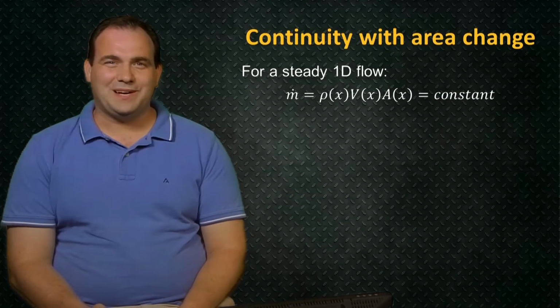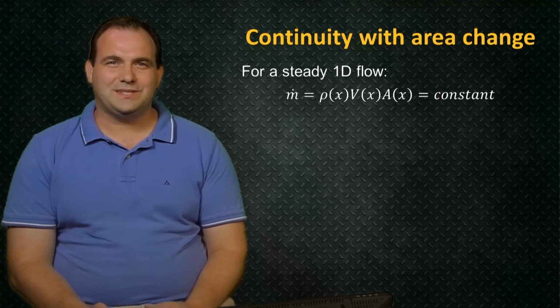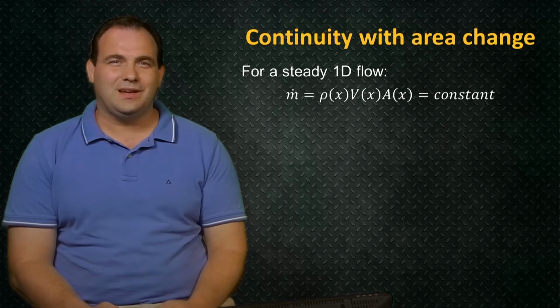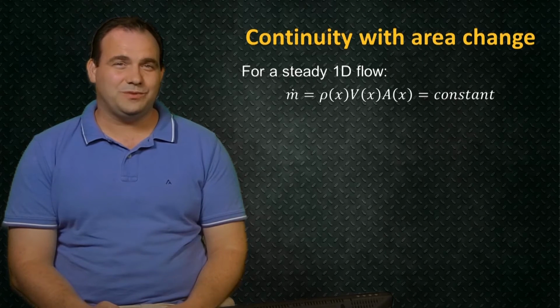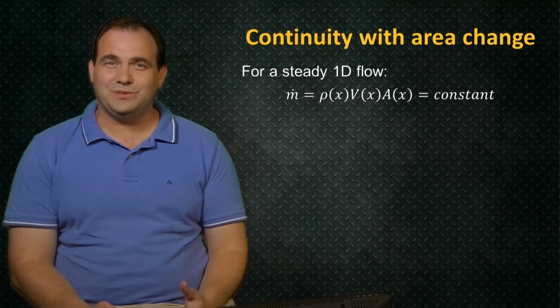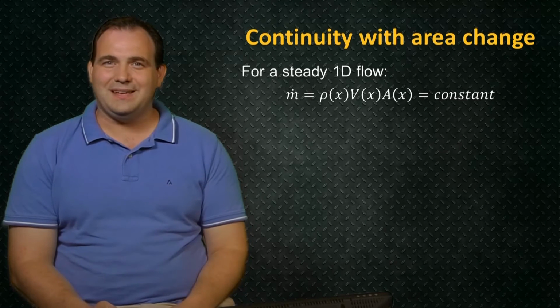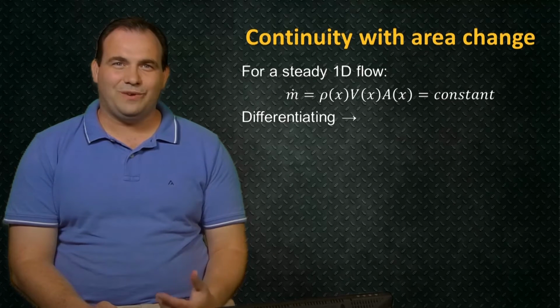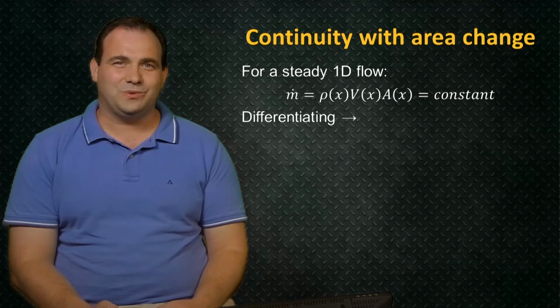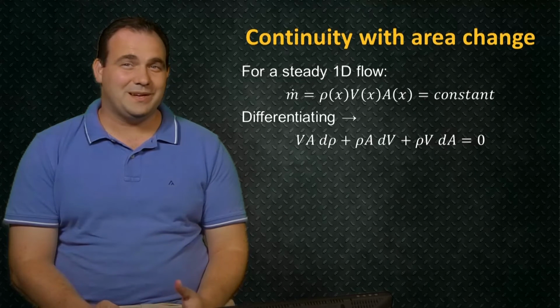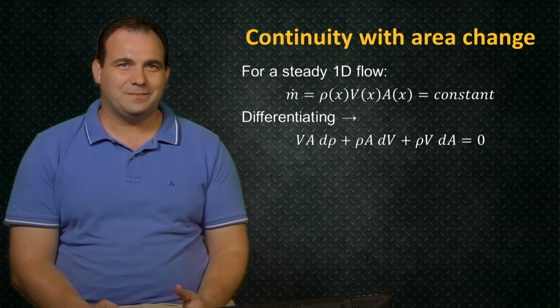To begin our exploration of flow with area change, we start with conservation of mass, which is also known as the continuity equation. For a steady, quasi-one-dimensional flow, this tells us that the mass flow rate, which is given by the product of the fluid density ρ, the velocity V, and the duct cross-sectional area A, is constant. Differentiating this expression using the chain rule, we find that VA dρ plus ρA dV plus ρV dA is equal to 0.